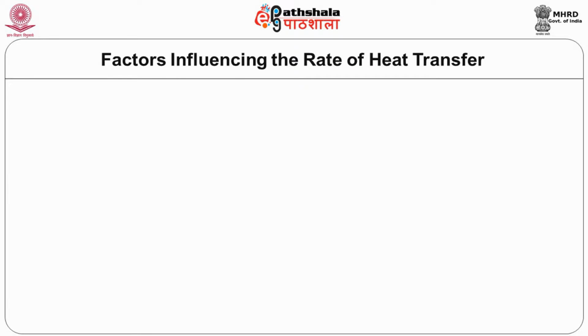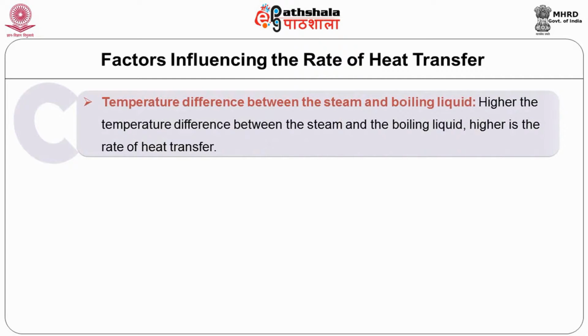Now, let us move on to the factors that affect the rate of heat transfer. First, the temperature difference between the steam and the boiling point. The higher the temperature difference between the steam and the boiling point, the higher the rate of heat transfer. And this can be achieved by increasing the pressure and temperature of the steam, or by reducing the temperature of the boiling liquid by evaporating under vacuum.